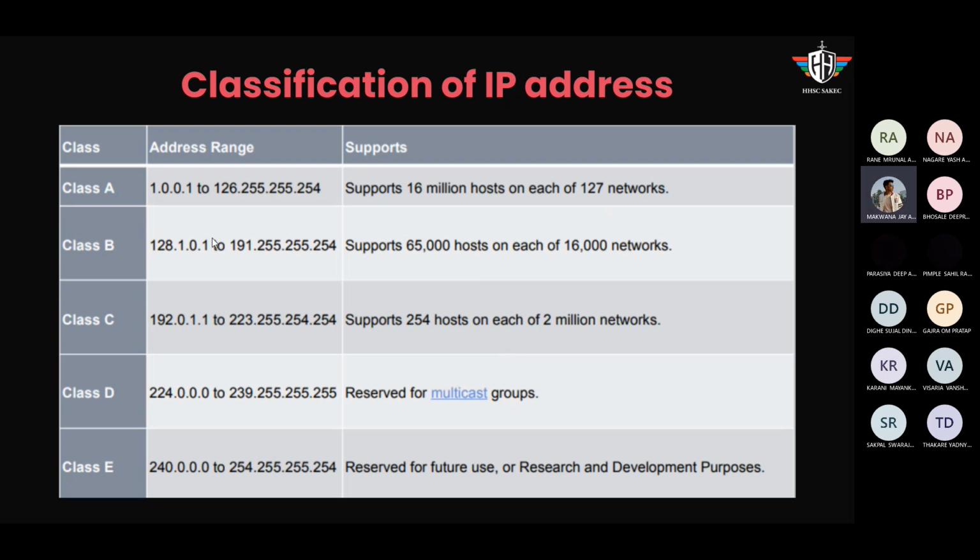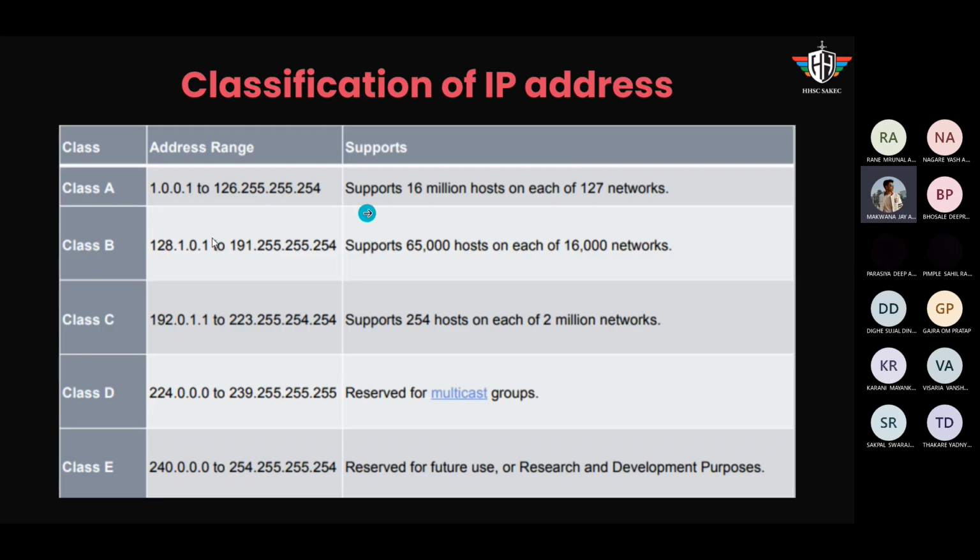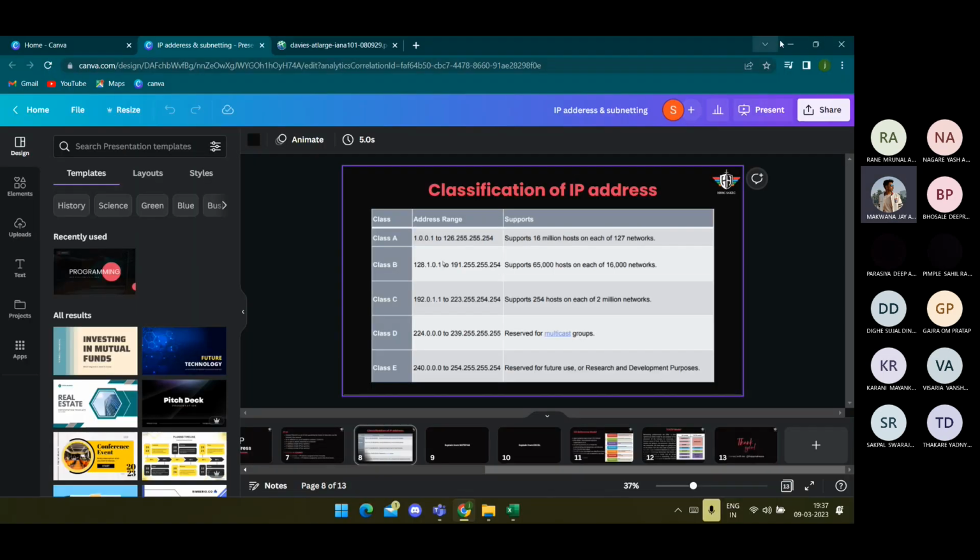So we have divided the IP address space into classes so we can use them effectively, and each class defines a different use case. Okay, so now we will start with subnetting. Does anyone have any doubt till now? If you don't have any doubt, then we can start with subnetting.